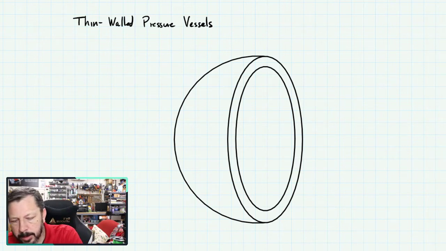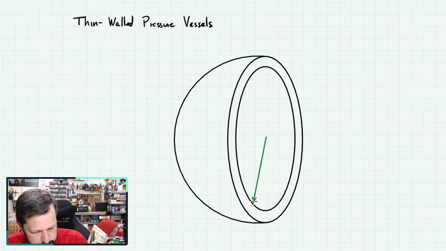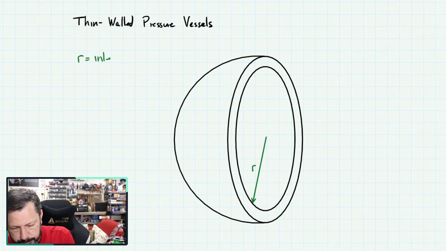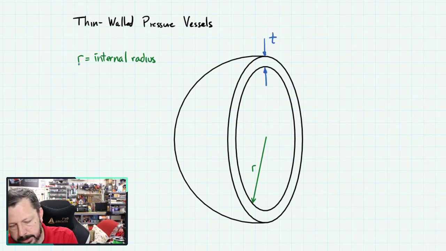By thin wall, our criteria is that we need some dimensions. Let's label some stuff and then we'll do the criteria. So first thing we need to know is going to be R. R is going to be the internal radius of the thin wall pressure vessel. And t, we'll use a lowercase t, is going to be the wall thickness.